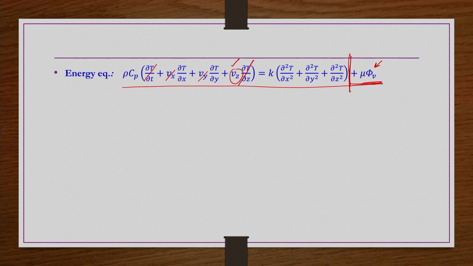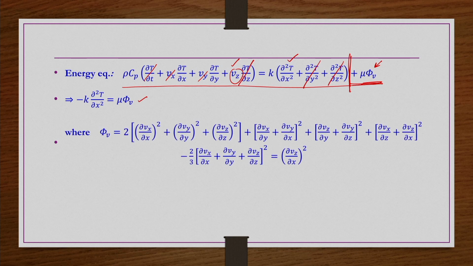So, on the left hand side also all the terms are 0, and the temperature is a function of x only, it is said. So this term should be there, it is not a function of y and z. So these two terms are negligible. So then what we get: minus k d²T/dx² is equal to mu phi v, and now we expand phi v. If we expand phi v, we get this entire expression from here to here. This is the viscous dissipation term.